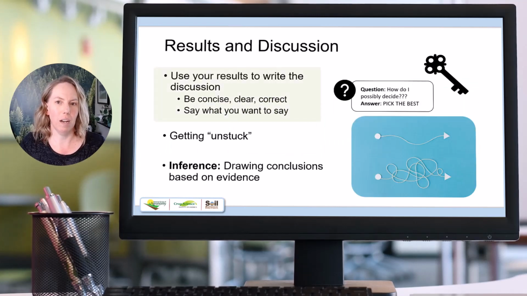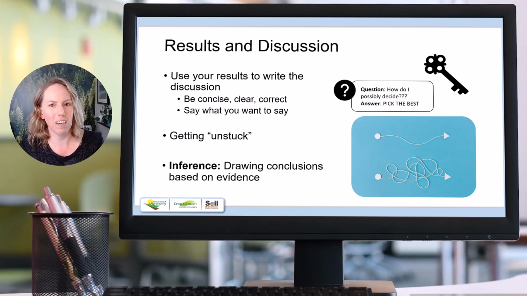Recall that your results set up the discussion and that you will want to be concise, clear, and correct in telling your story. But sometimes there's just more than one way to say what you want to say. And how do you decide which data to use? What do you do if your key message is a complete mess? When you get stuck, consider your study's inference.